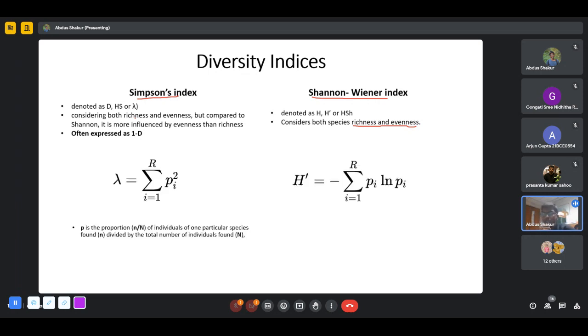So the formulas are these. Don't get scared by these formulas. I can just explain. If you look at Simpson's index, it is the sum of pi square, i equal to 1 to r. Basically, you sum over all the species i till how many species you have. pi is the proportion of individuals.